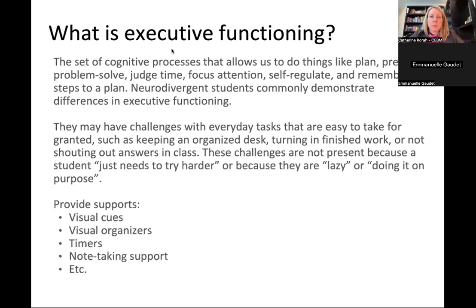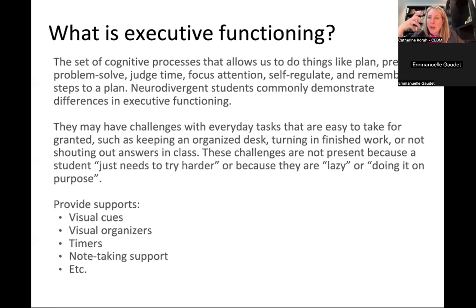And so, by the way, just to define for those who may not know, executive functioning is basically the set of cognitive processes that allow for us to plan, to prepare, to problem solve, to judge time, to be able to focus and pay attention, to self-regulate, and to remember steps to a plan. And so these are all the different elements that are at play in terms of executive functioning.